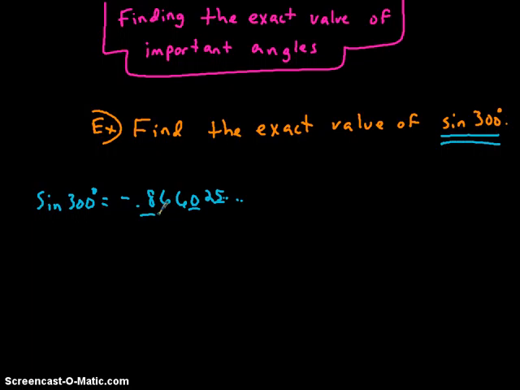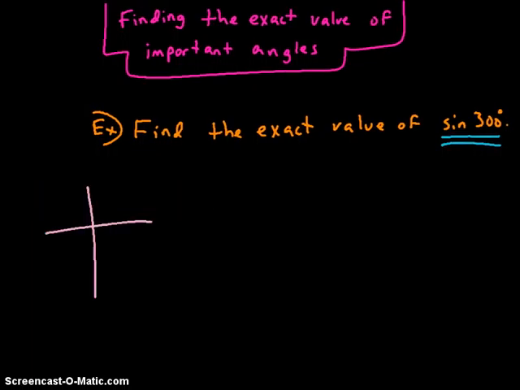So to find out exactly what it is, we create a triangle in a unit circle. The first thing we do is graph 300 degrees. 300 degrees would be in the fourth quadrant. So this is a 300 degree angle, somewhere around there. That's what the angle actually looks like.